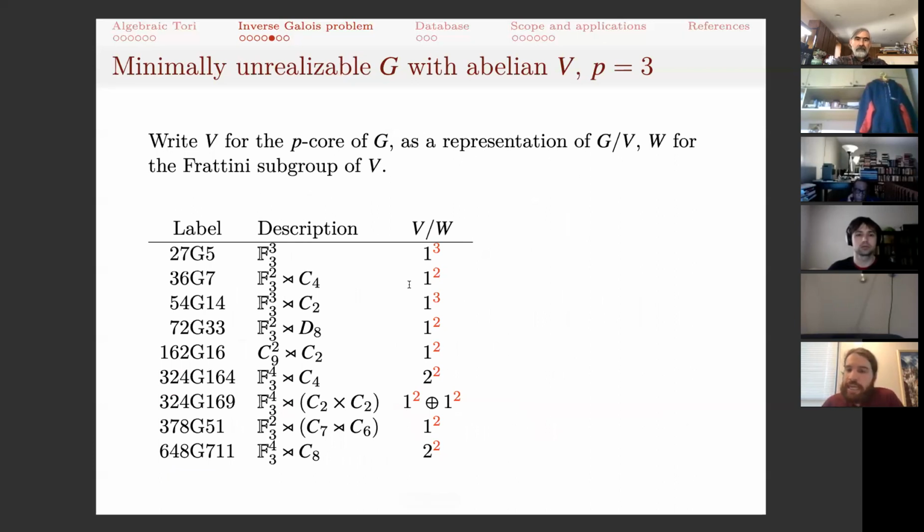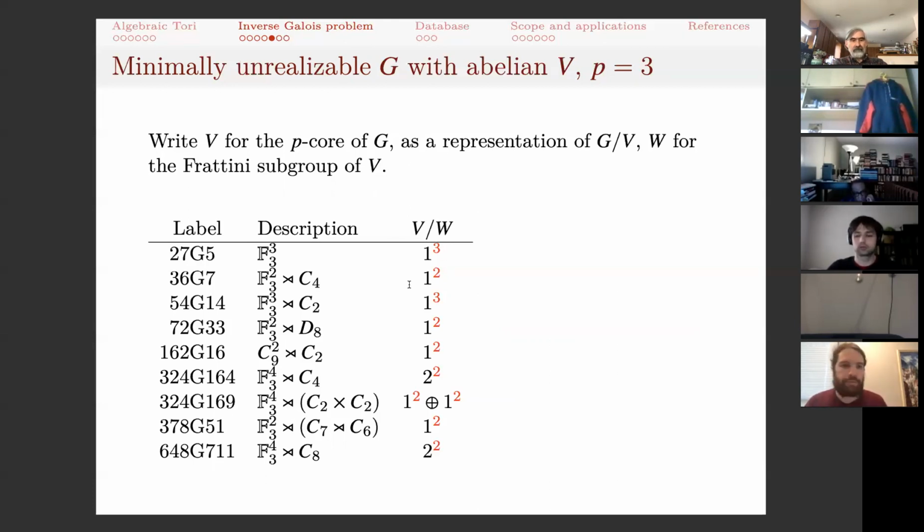Here are some examples of minimally unrealizable groups. I'm here taking the case where V, the Frattini subgroup, sorry, V is the p-core. I'm going to look at the case where V is abelian for simplicity. Some of them are pretty small. So F3 cubed can't be the Galois group of an extension of Q3. But then there's some other ones.